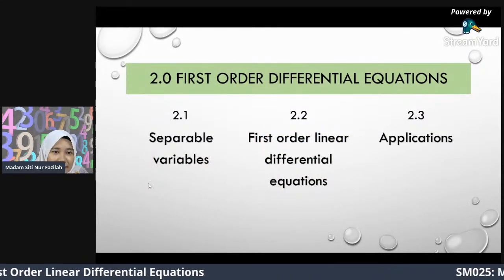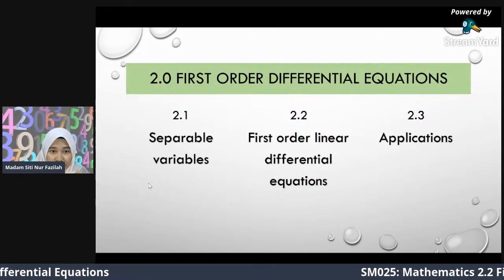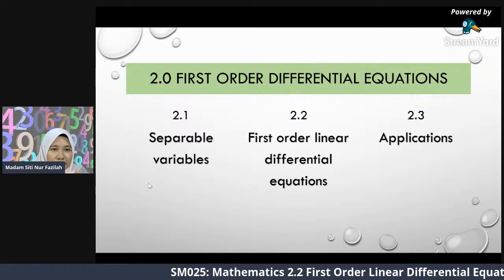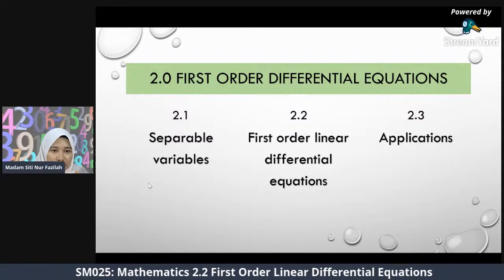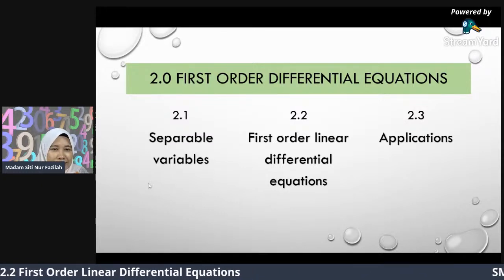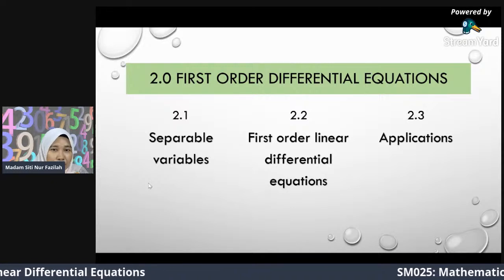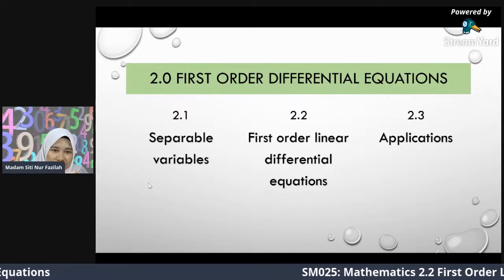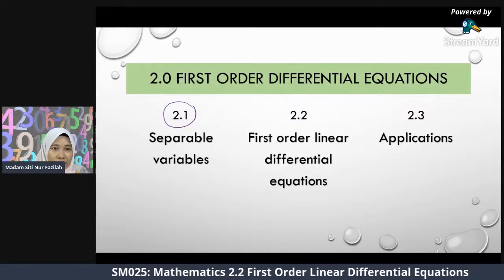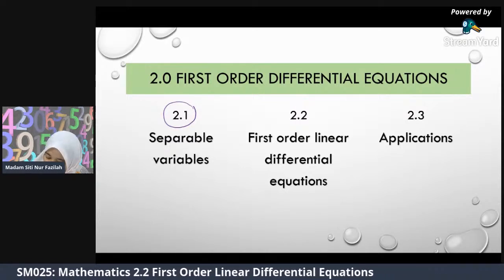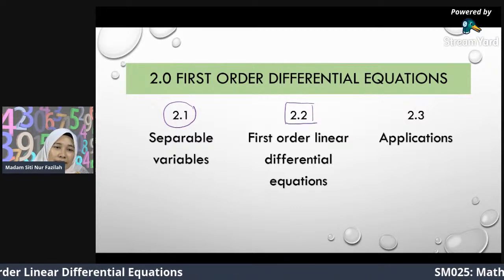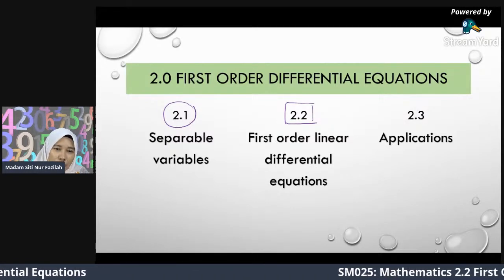Okay, I repeat again. For chapter 2, first order differential equation, we have three subtopics. 2.1 is separable variable, 2.2 is first order linear differential equation, and 2.3 is application. 2.1 we have done on Sunday. For today, we need to cover 2.2, first order linear differential equation.